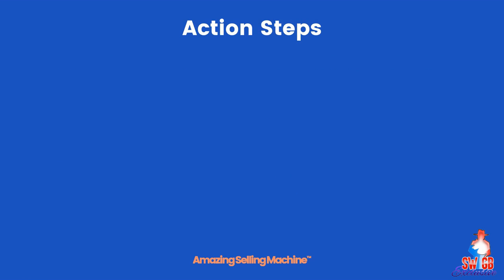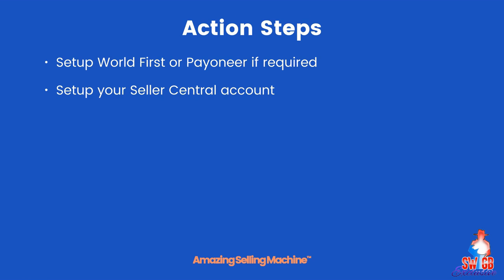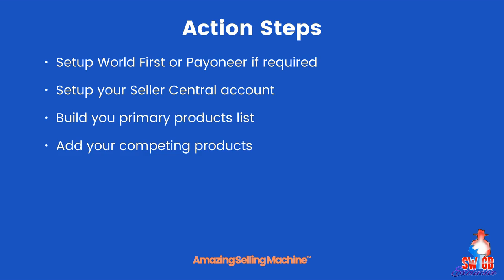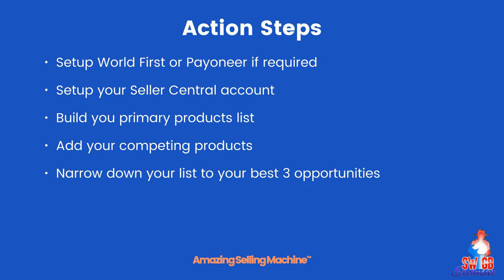Action steps for this module. Set up World First or Payoneer if required. Set up your Seller Central account, whether it's in the US, the UK or Germany. Build your primary products list. Add your competing products to that list. Narrow down your list to your best 3 opportunities. Once you have done that, you have completed Module 1.